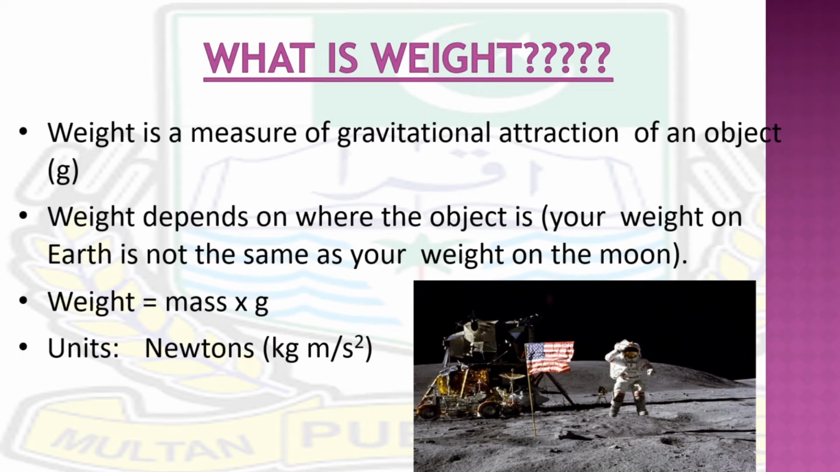Now, what is weight? Weight is a measure of gravitational attraction on an object, and it is represented by g. Weight depends on where the object is. Your weight on Earth is not the same as your weight on the moon. And we represent weight as weight is equal to mass times g. g is the force of gravity, and the unit of weight is newtons, which can be represented by kg meter per second square.